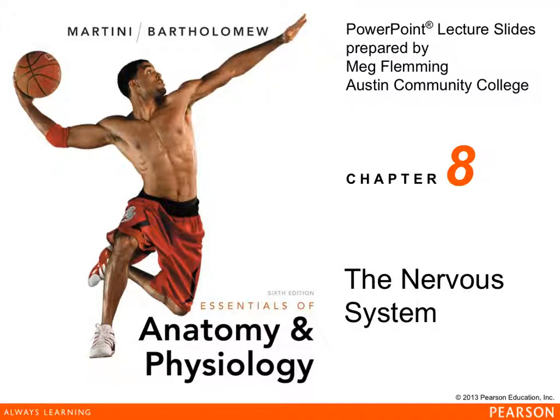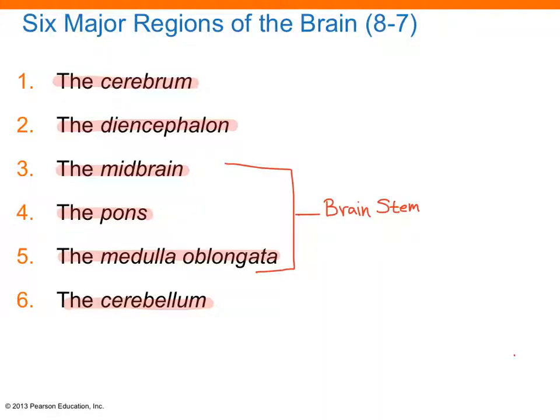Now we're going to get started on section 8.7 and finish up the chapter. We're going to begin with the brain. There are 6 major regions of the brain: the cerebrum, the diencephalon, the midbrain, pons, and medulla oblongata. Midbrain, pons, and medulla oblongata make up the brainstem, and then the cerebellum.